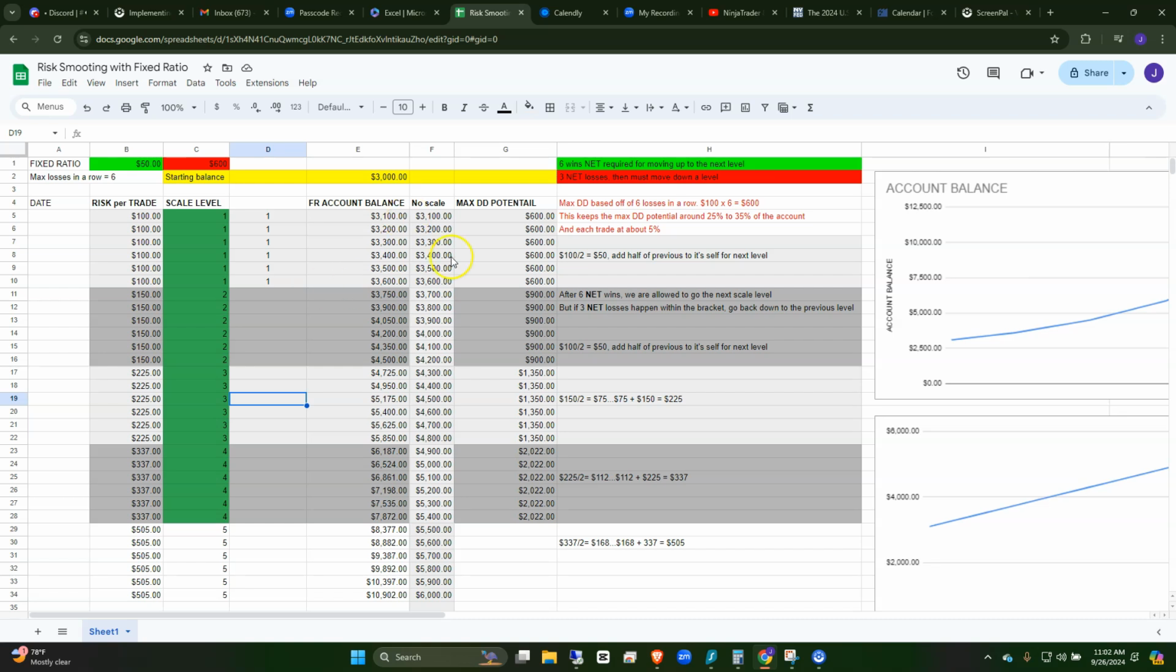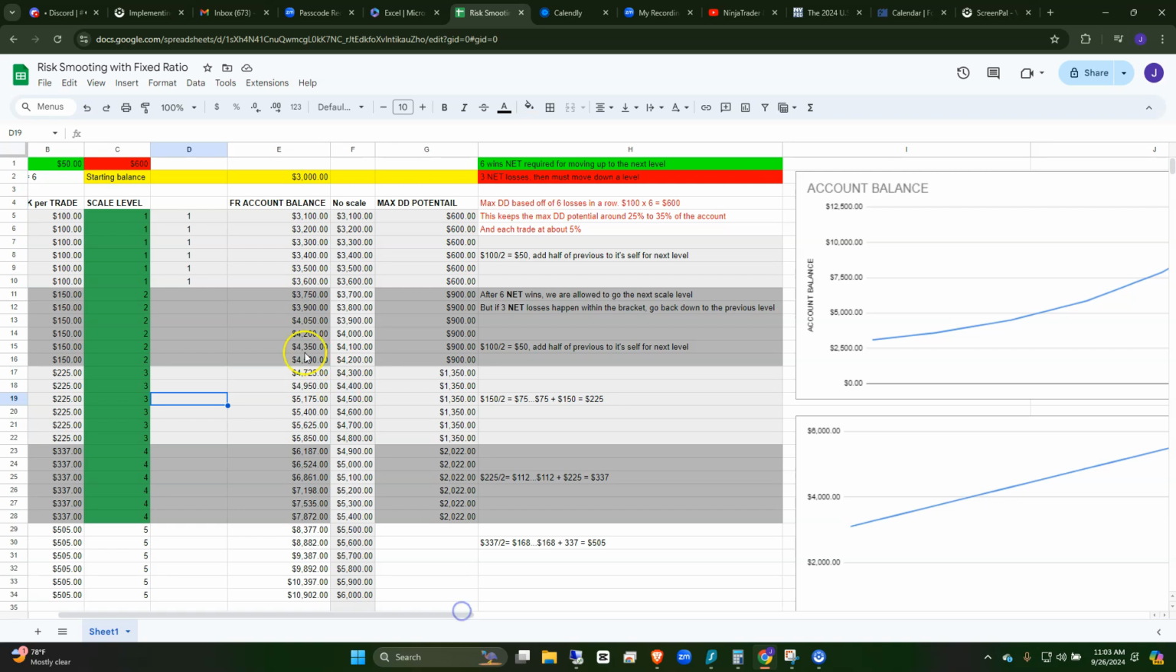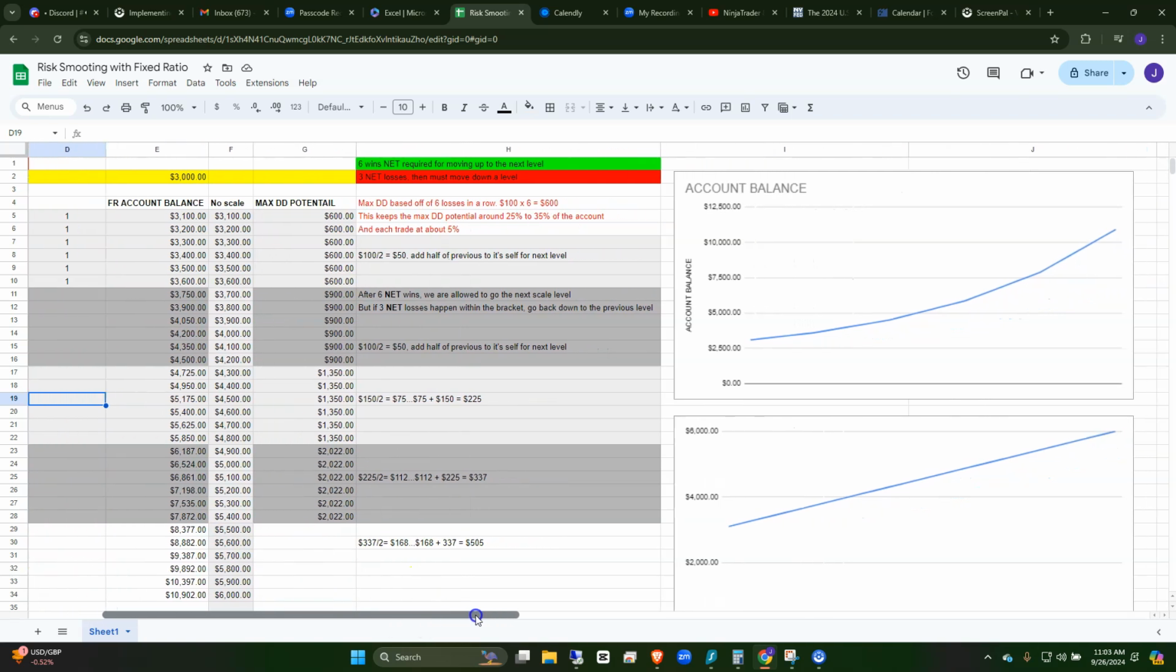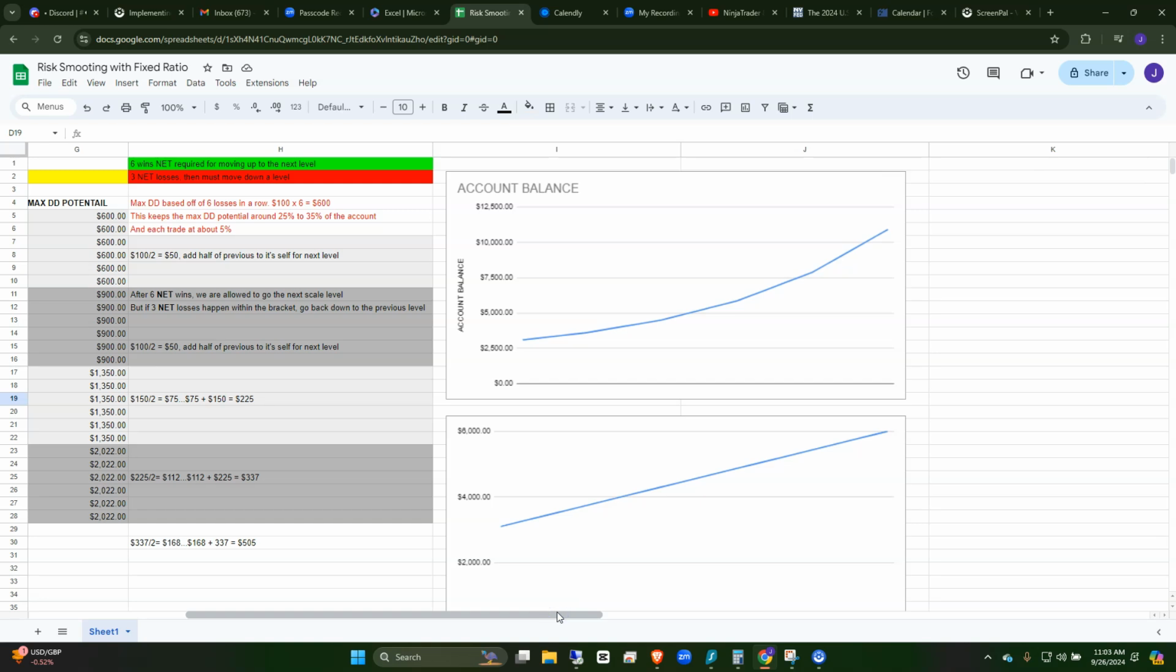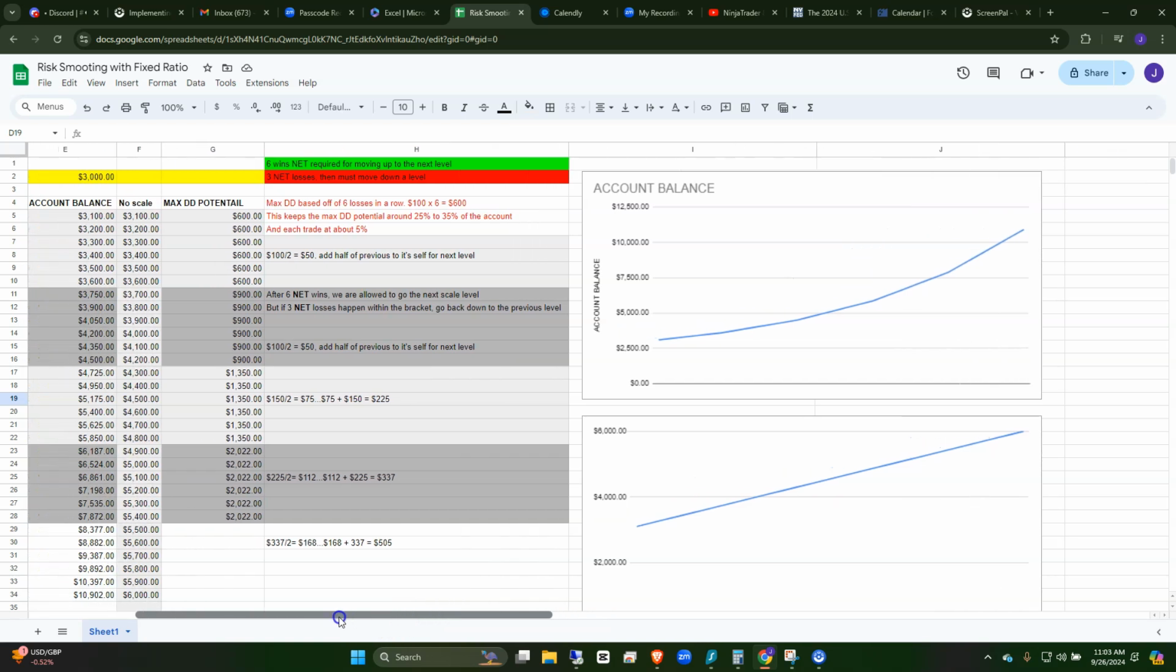But we can see over here that based on our fixed ratio account balance of almost $11,000 at the end of 35 net wins, it's almost double what no scaling would be if we just stayed at $100 the whole time. And we know from our back testing we can get somewhere between 20 and 30 wins per month. So it's possible that in a month or two you could take a $3,000 account fairly safely to $11,000, $12,000, something like that.